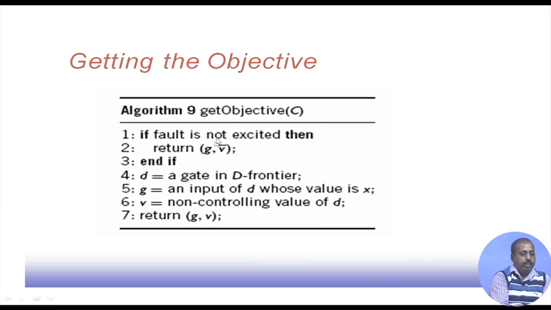So, the fault is already excited. Now, the fault has to be propagated through the D frontier, and for that we need to determine a path through which the fault can be propagated. For that purpose we identify a gate, and we identify an input d whose value is X, and if we set X to the proper value, then that fault will propagate towards the primary output. So, this is the new justification that we have to do. These objectives are to be justified.